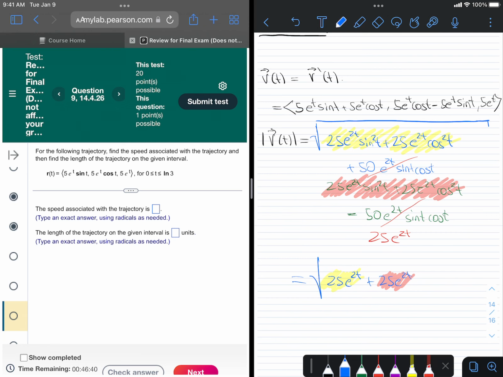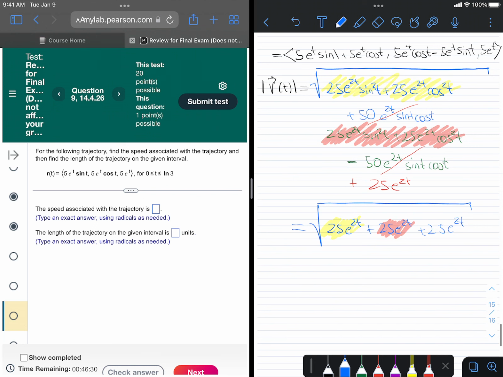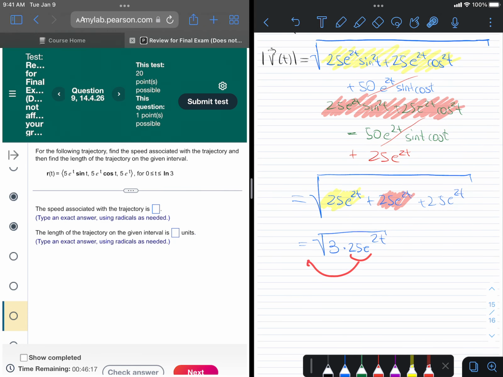And then the last term that we did nothing with, which was plus 25 e to the 2t. Look at that. There's 3 times 25 e to the 2t. So that means this is 3 times 25 e to the 2t. This root 3 can stay inside of the square root, but this can all come out to give me a 5 root 3 e to the t. So that is the speed for t associated to that trajectory.